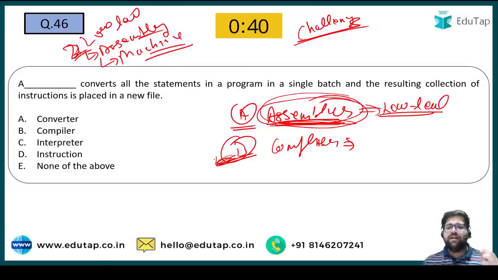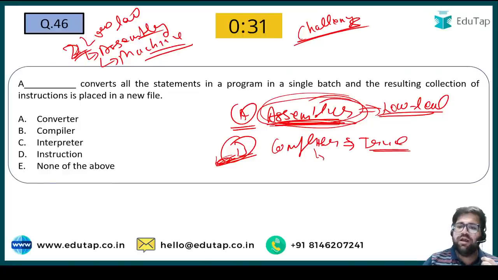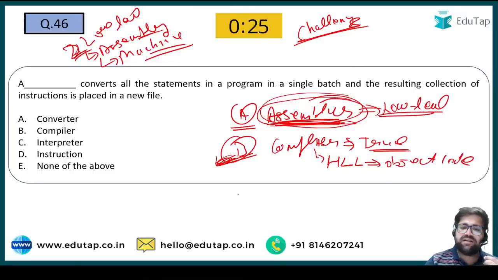I have just said that compilers are used to convert high level languages to machine code. Yes, it will be true. Now, this particular statement is true. Compiler will convert high level languages to the object code. Okay. Now, listen to my third statement.